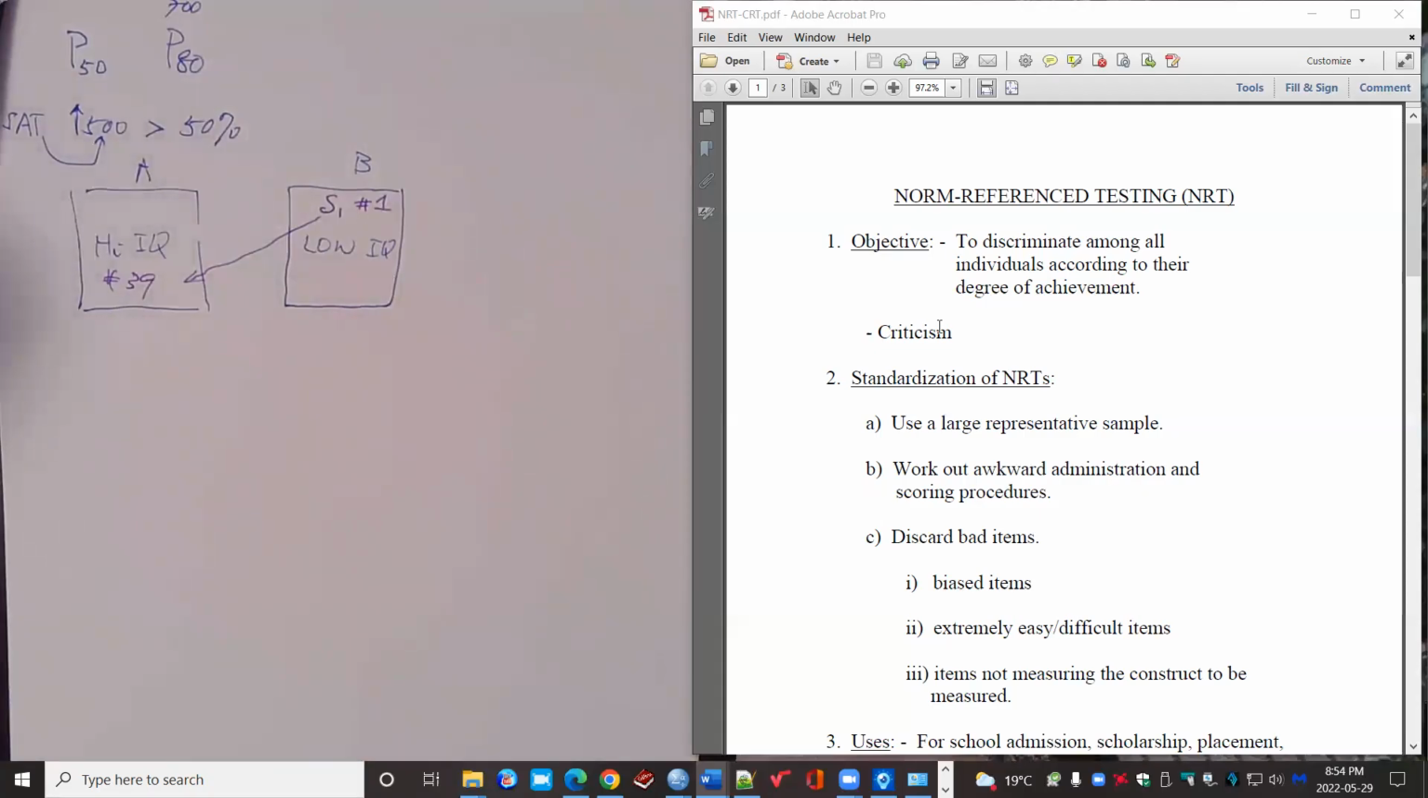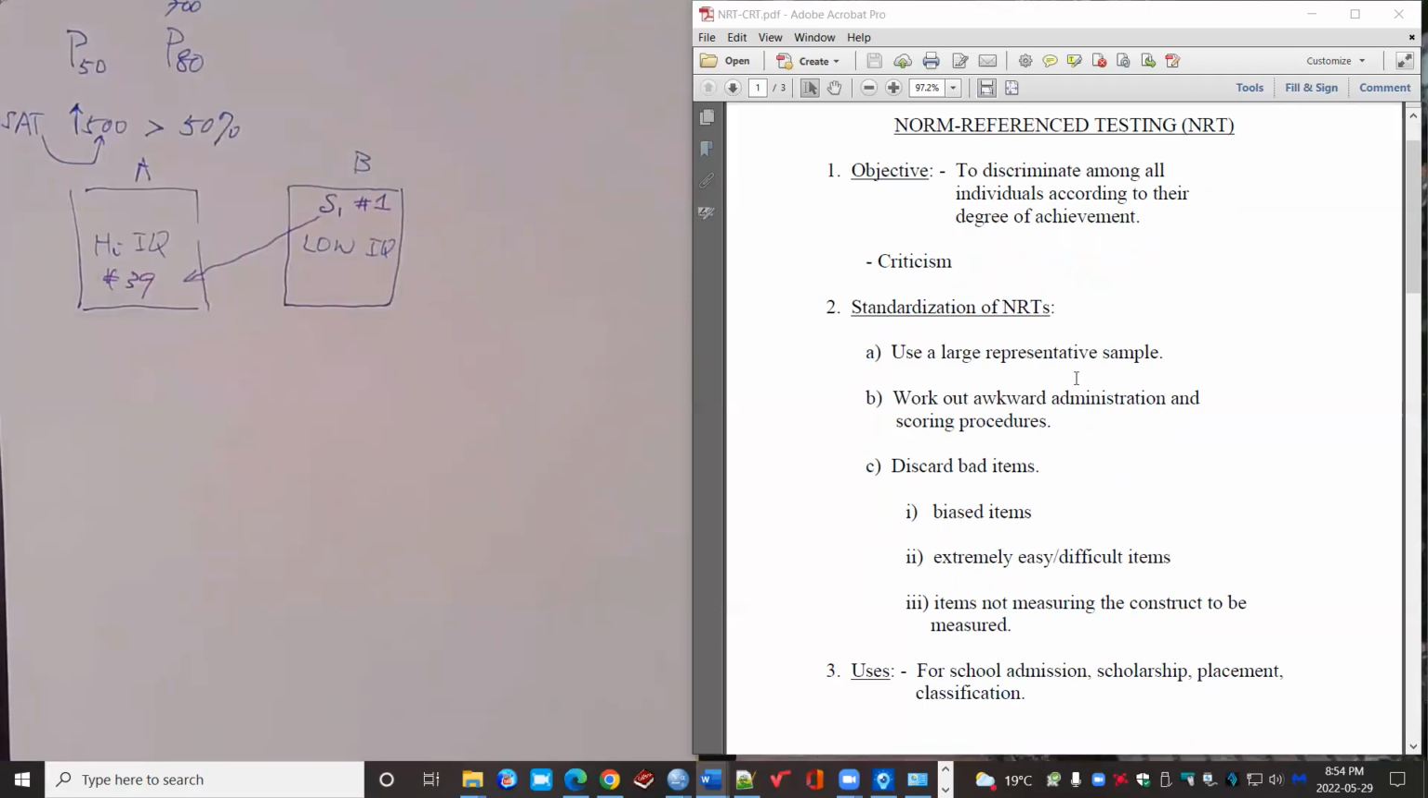Okay. All right. So norm reference reporting is sample dependent in the absence of an established norm group. If there is no norm group, it is sample dependent. However, when we have a norm group, then the situation is different. Okay, let's say, how do we establish a norm group? Okay, let's take a look here.